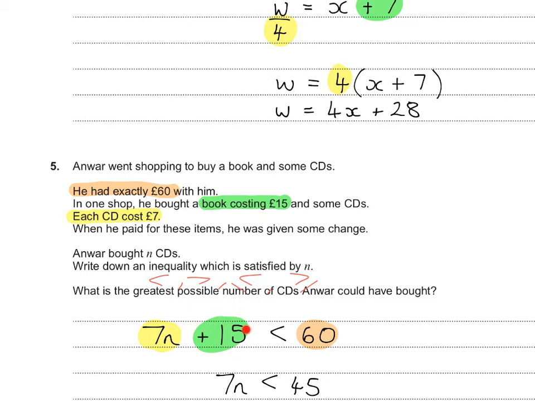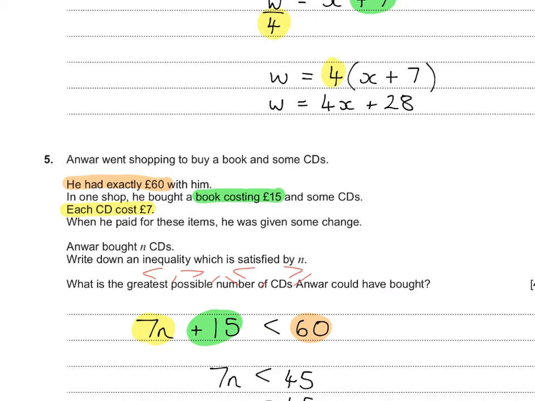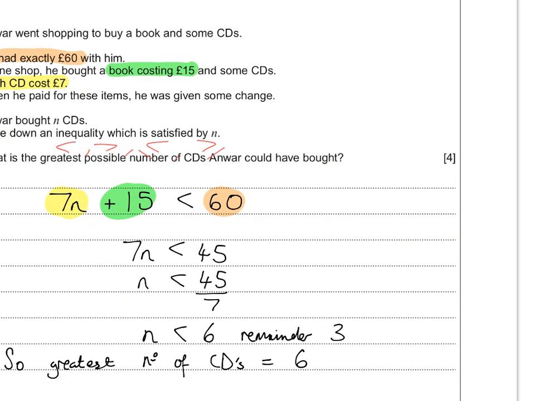Why have I added 15? Good, that's how much the book costs. And why have I said less than 60 quid? Excellent, Joel. Because he gets some change, so it's got to be that he spent less than 60 quid. If he spent exactly 60 quid, I would put equals 60.